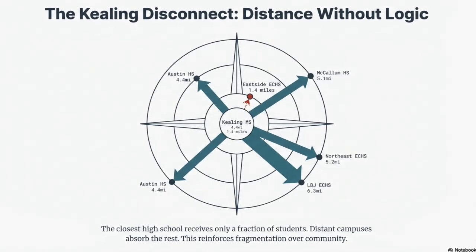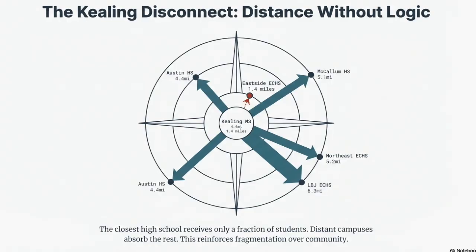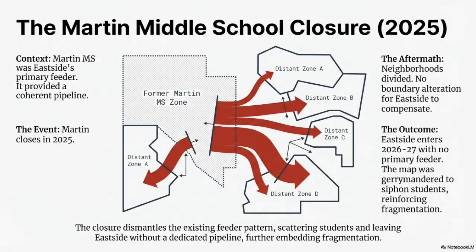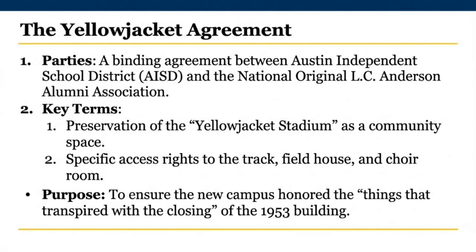In fact, Eastside is the only high school in Austin ISD without at least one dedicated middle school that sends the majority of its students to one campus. So Eastside is dealing with a gerrymandered boundary and a fragmented pipeline before the school year even starts. And the barriers do not stop at the property line. They continue inside the building.